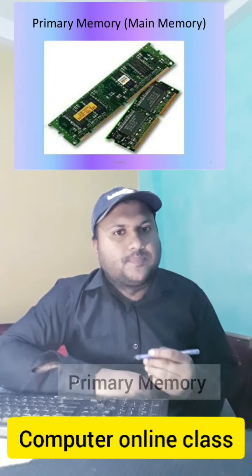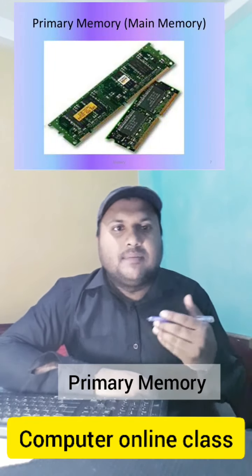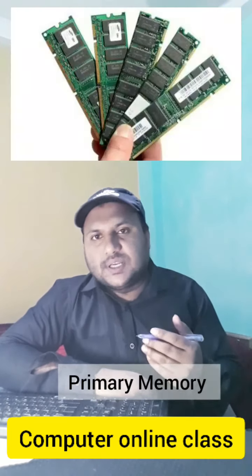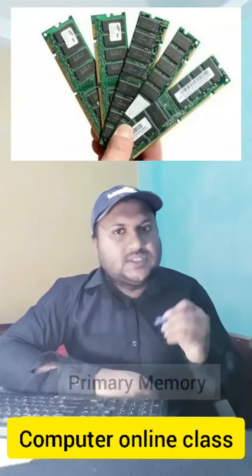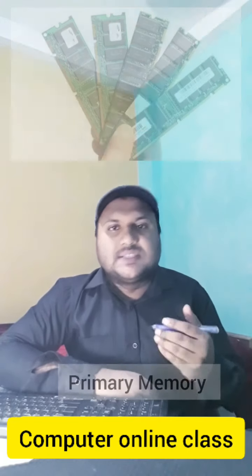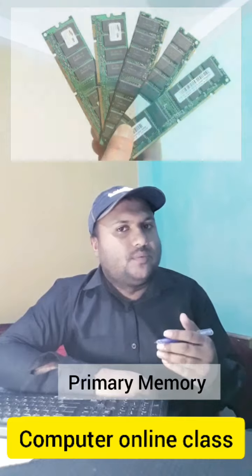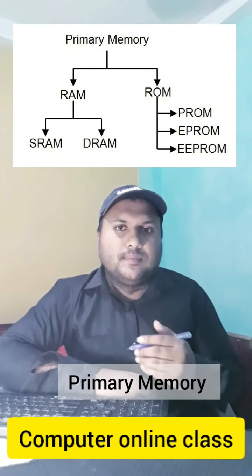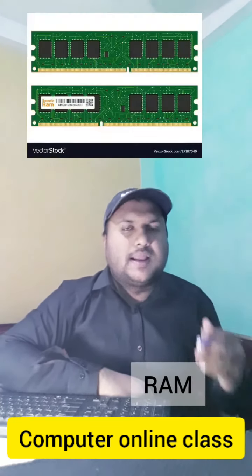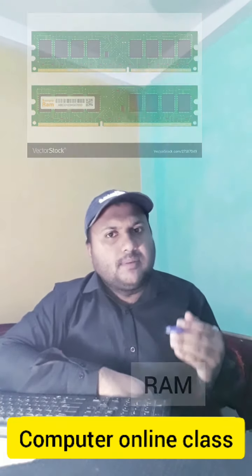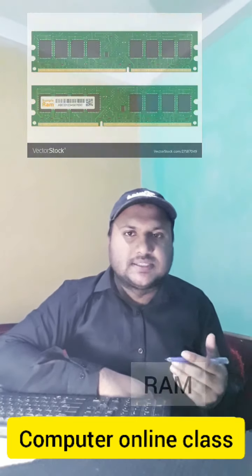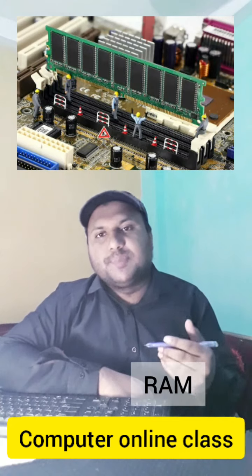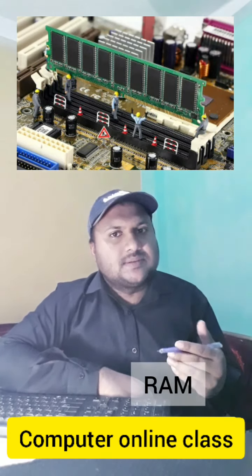Primary memory. The primary memory is the main memory of a computer that stores data and instructions for processing. It communicates directly with the CPU. There are two types of primary memory: RAM and ROM. RAM, random access memory, stores the data and programs that are currently being used by the computer for quick access by the computer.